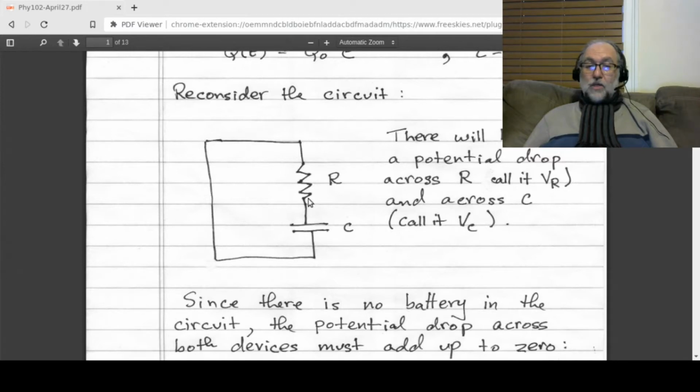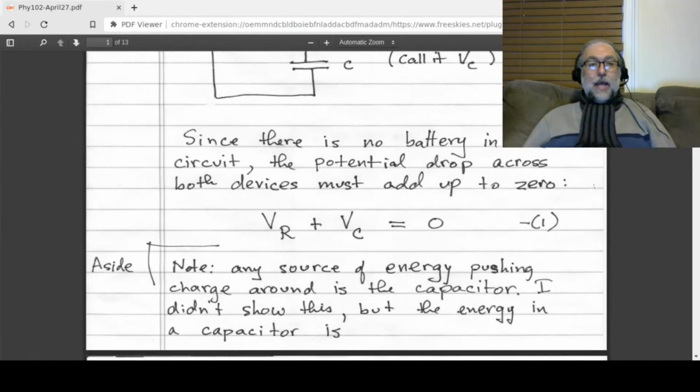The potential drop across the resistor plus the potential drop across the capacitor has to equal the potential given by the battery. There is no battery, so those two potentials have to add up to zero. Okay, and that gives us our first formula.